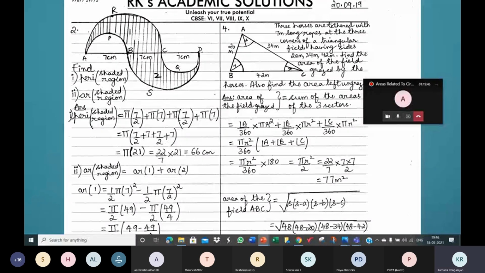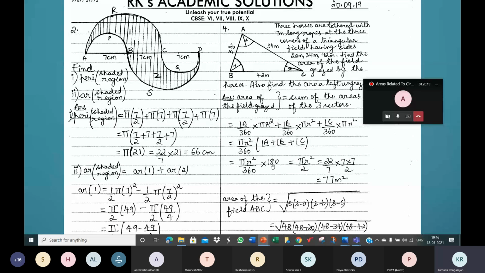You should do this. Find the area of the first sector, second sector, third sector, and add all three to find the total area. You see that pi r square by 360 is common everywhere. Bring out that common factor. Then in the bracket you will have angle A plus angle B plus angle C. Now you know that these are the three angles of a triangle and their sum is 180.